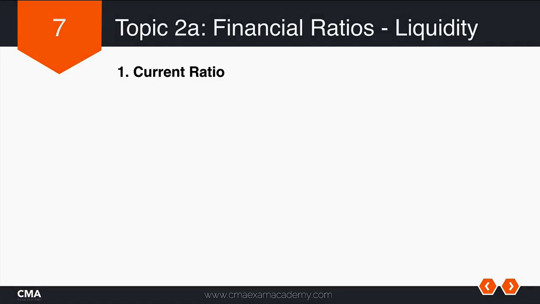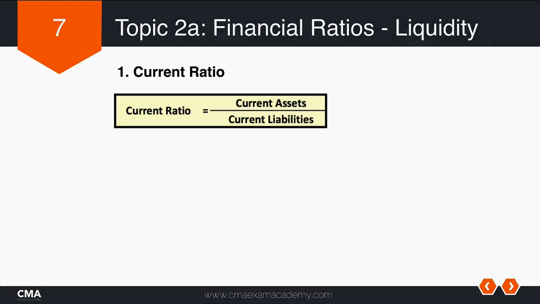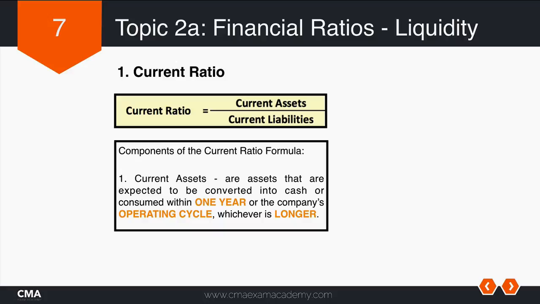Current ratio means the proportion of current resources or assets that are available to satisfy current obligations or liabilities. The current ratio's formula is current assets divided by current liabilities. The current ratio is basically dividing the components of the working capital, that is, the current assets and current liabilities. The first component of the current ratio formula is the current assets, the numerator. Current assets are the assets of an entity that are expected to be converted into cash or consumed within 1 year or the operating cycle, whichever is longer.